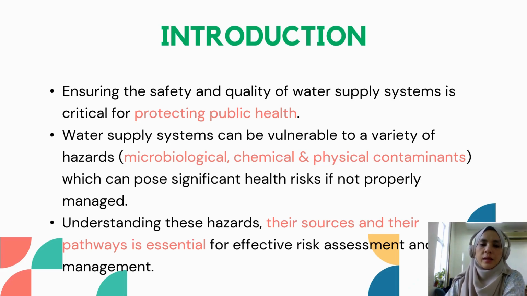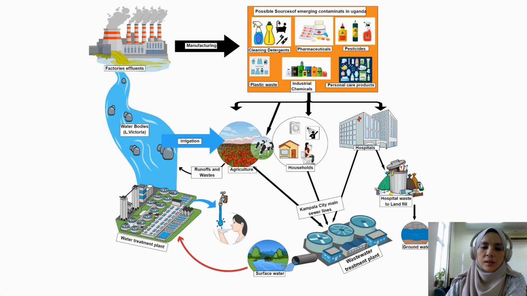For the introduction, ensuring the safety and quality of water supply system is critical for protecting public health. To the consumers, water supply systems can be vulnerable to a variety of hazards, including microbiological, chemical, and physical contaminants, which can pose significant health risks if not properly managed. Understanding these hazards, their sources, and their pathway is essential for effective risk assessment and monitoring management.